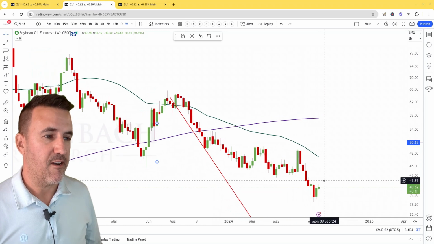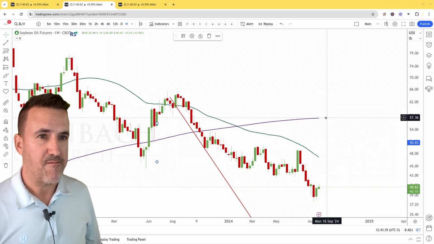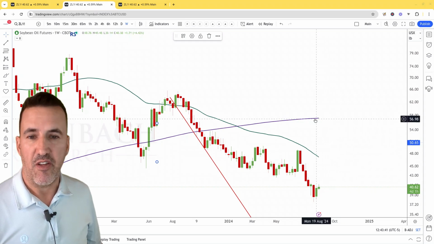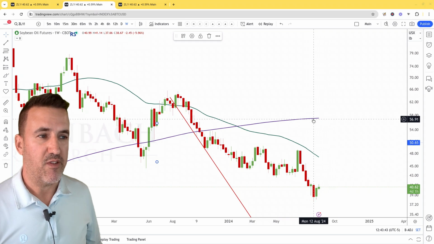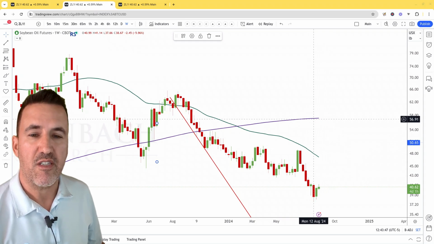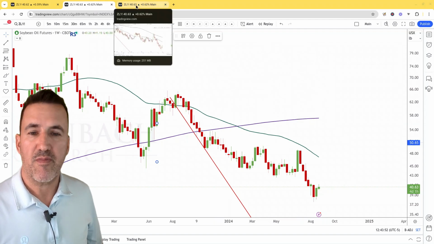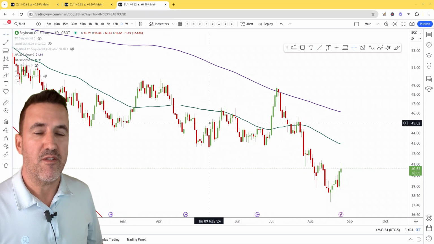But we're seeing a little rise in the price here. The last couple of weeks, we're seeing some buyers have stepped in. We're still way below the green 50-week moving average and the purple 200-week moving average. I fully anticipate this 200-week moving average will get retested at some point, but again, I don't know when that's going to happen. Time analysis is very, very difficult.